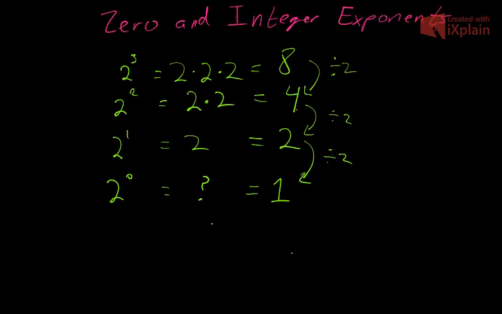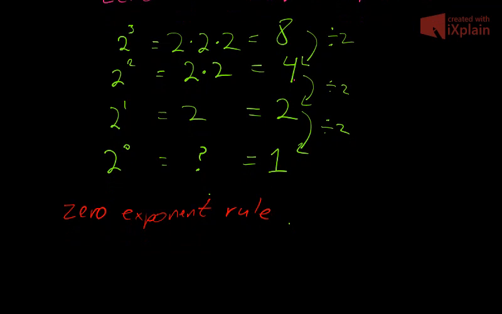Actually, something we're always going to say is we have this rule called the zero exponent rule. And the zero exponent rule tells me that anything to the power of 0 equals 1. So no matter what I have, if I raise it to the power of 0, it's 1.